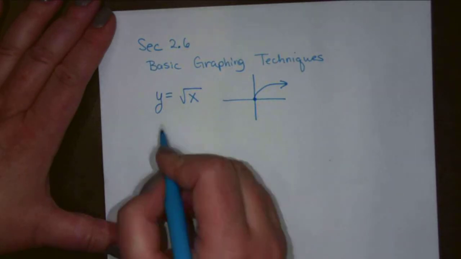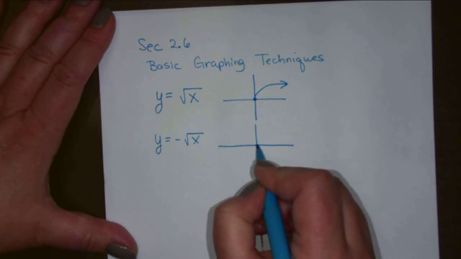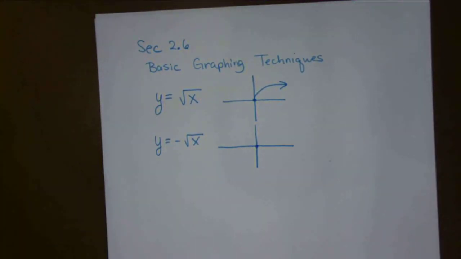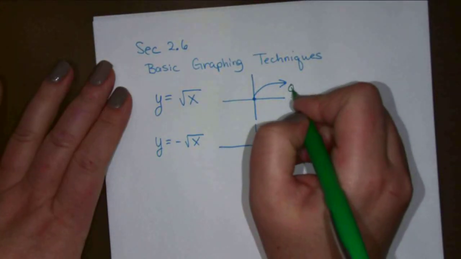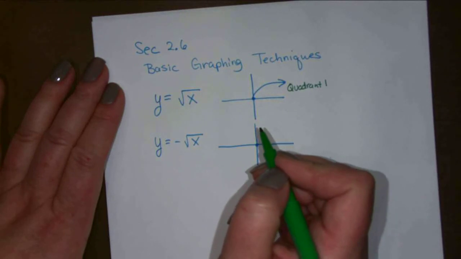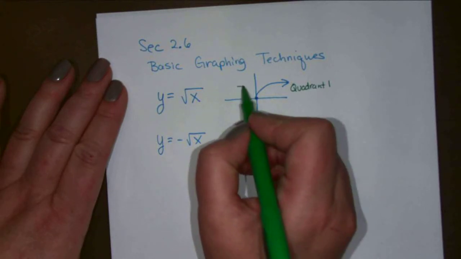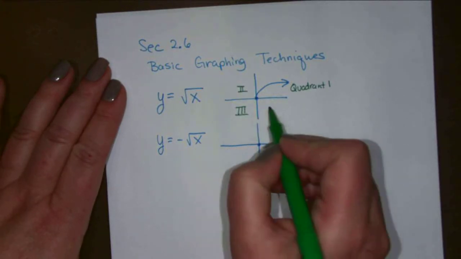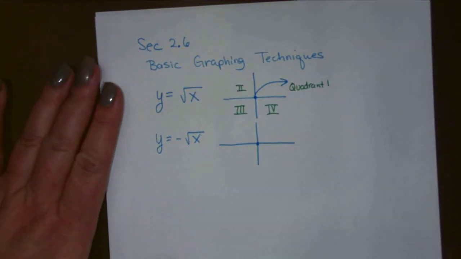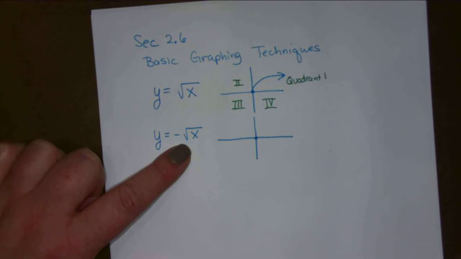Now, if I put a minus in front, what do you think? Yeah, so let's number these quadrants. Which is quadrant 1? The positive, positive. This is quadrant 1 right here. Where's quadrant 2? Which way do I go? Right here. 3 and 4. Okay, 1, 2, 3, 4. So where do you think this one is? Quadrant 1, 2, 3, or 4?